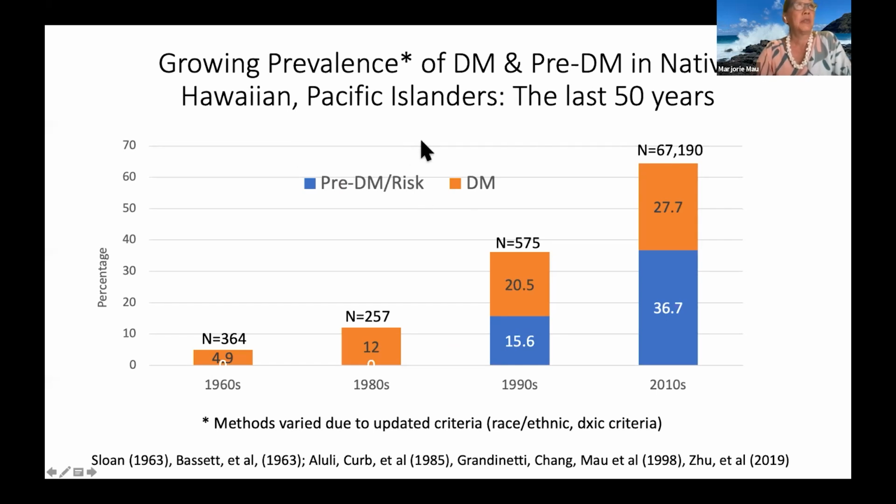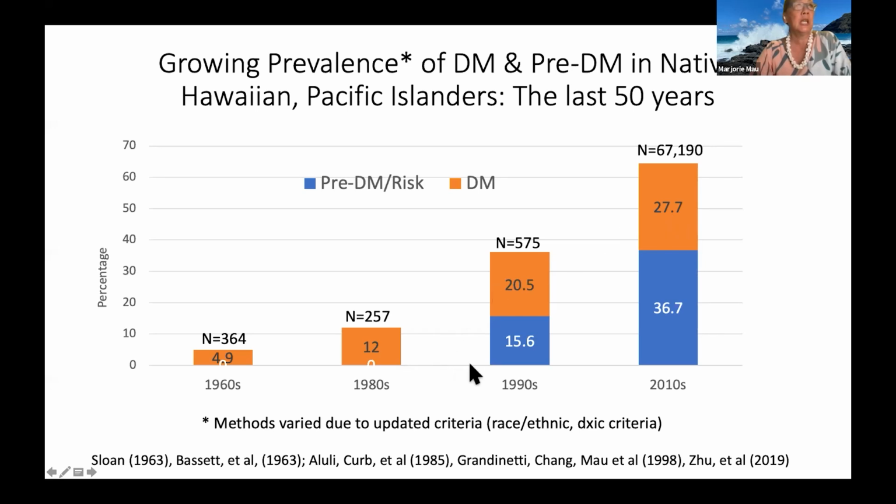Over time, the prevalence of diabetes and prediabetes, now a new term introduced recently, in Native Hawaiians and Pacific Islanders, has only increased. This is the last 50 years. Back in 1992, I had read every single paper on diabetes in Native Hawaiians, and this is it. An N of 364. This is data from Molokai, about 257 Native Hawaiians. You can see the prevalence of diabetes is 5, 12, 20.5, and now 27.7.